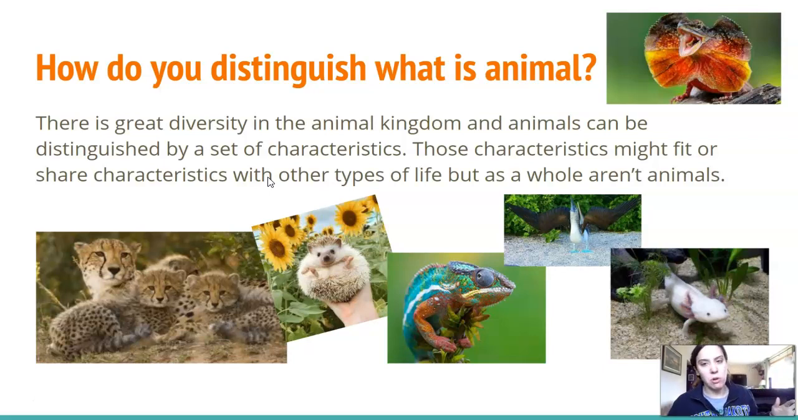So if you think of an animal, you think of so many different kinds. Even the ones that are posted there, there's a wide variety of characteristics. And many of those characteristics actually fit into different organisms around the world, but actually aren't labeled as an animal. So we have a set of characteristics, and I'll go through those with you about what makes an animal an animal.